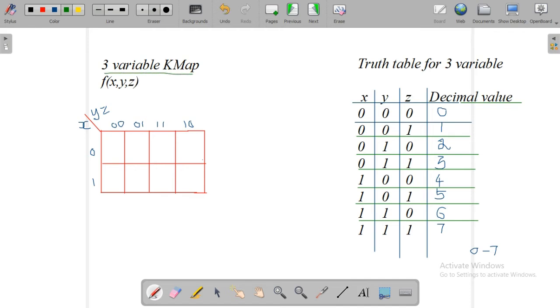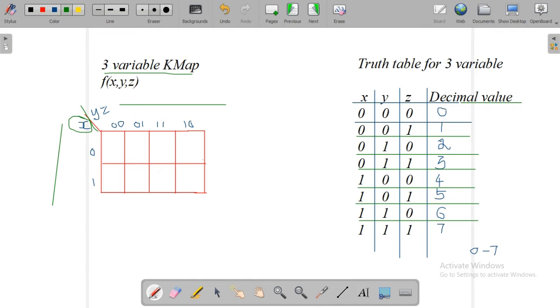Next one, the 3 variable K-map. How to draw a three variable K-map? Three variables X, Y, Z. Like we did there also, this line is not a separator line. One variable is considered as the vertical one, and two variables we are considering in the horizontal way.